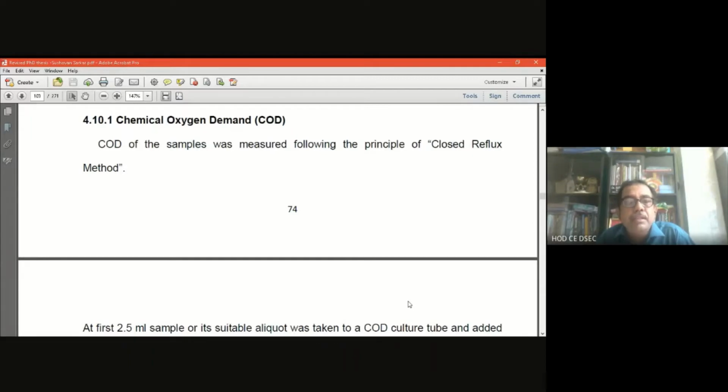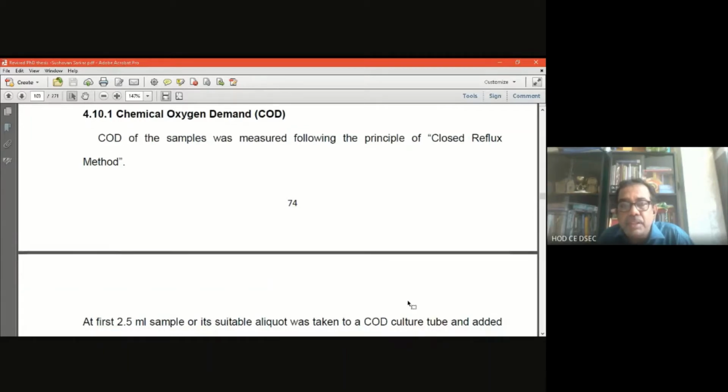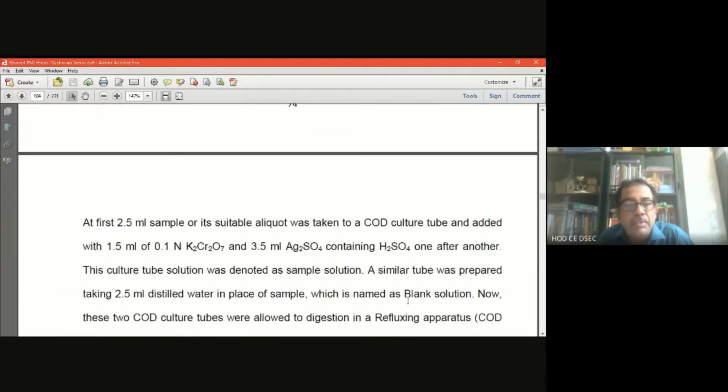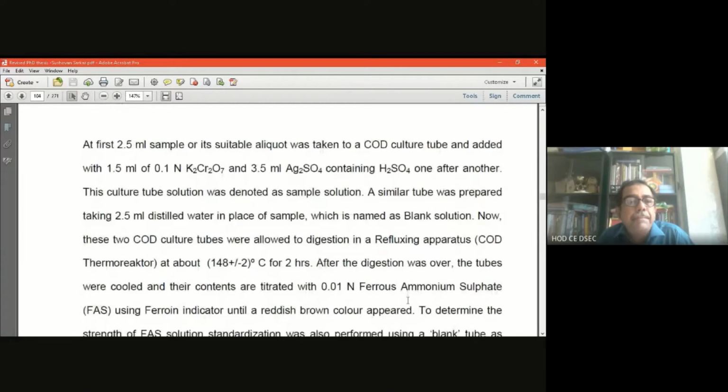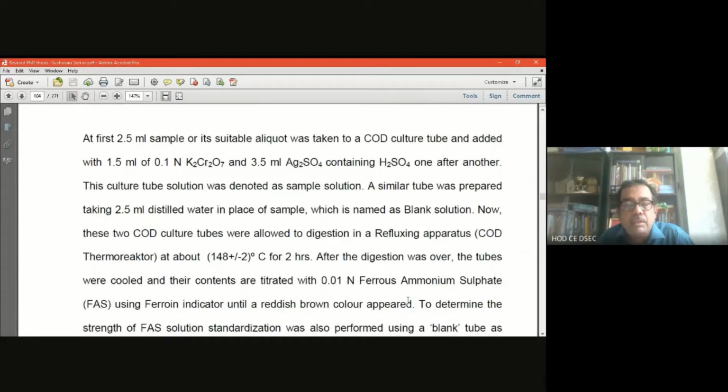Now, COD is measured basically by the principle of the closed reflux method. What is that method? Closed reflux method. Generally, we find the COD in the laboratory by the closed reflux method. This method I can deliver to you so that you will understand the things.